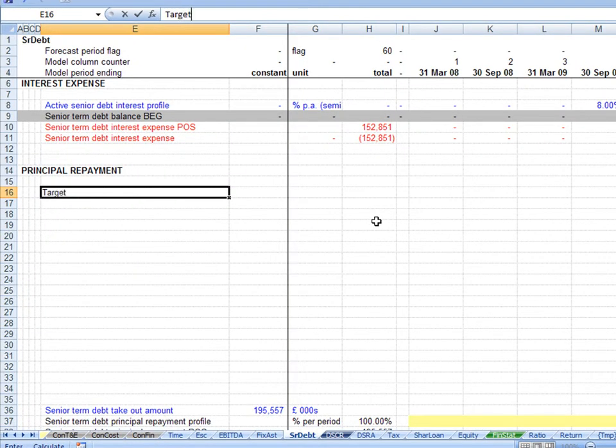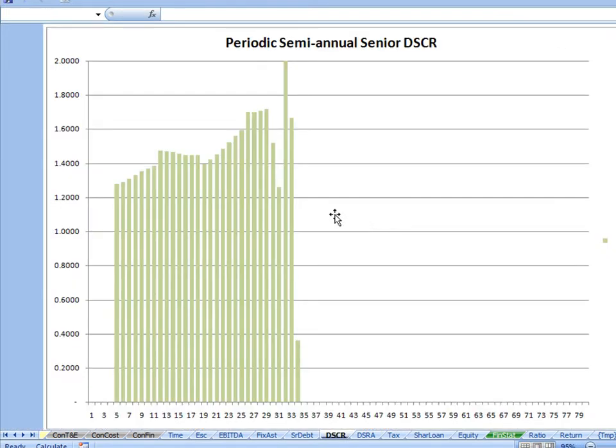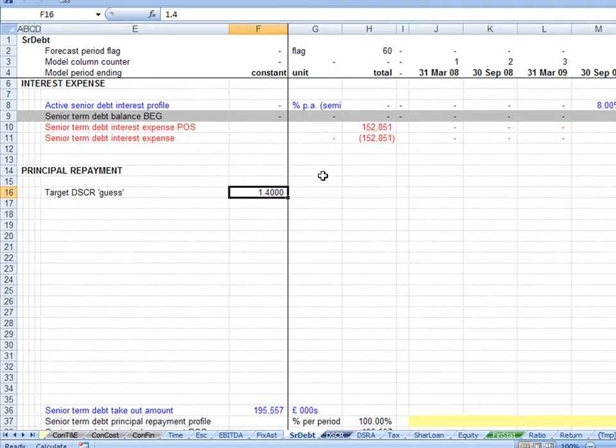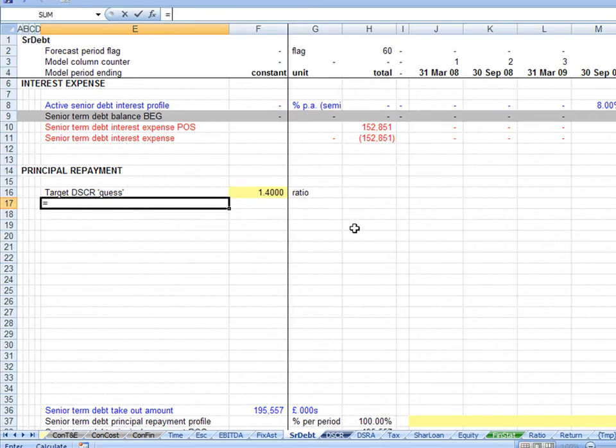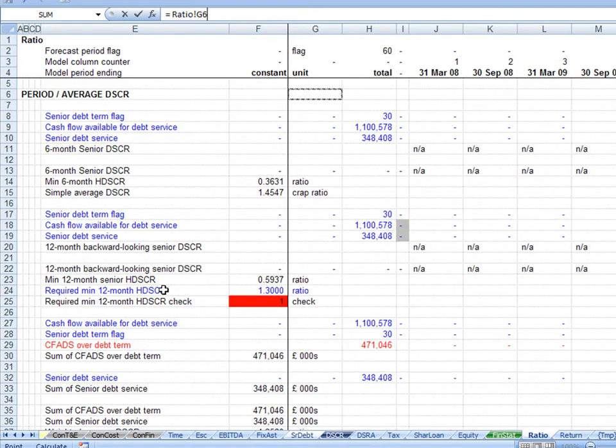So working with that script, here we've got target DSCR, and I'll just say guess to make the point. Go ahead and put in 1.4. That 1.4 was just, again, eyeballing along this line. I'm not presuming that's some sort of super accurate guess. We could guess anything. But if that is to be the period by period ratio, it means that if we look at CFADS over debt term, which I think we could probably get from the ratios page because we are calculating ratios here, so I will hunt down CFADS over debt term.